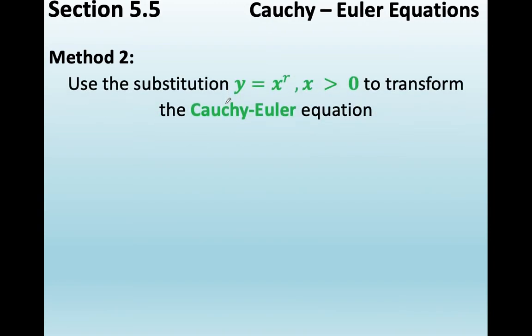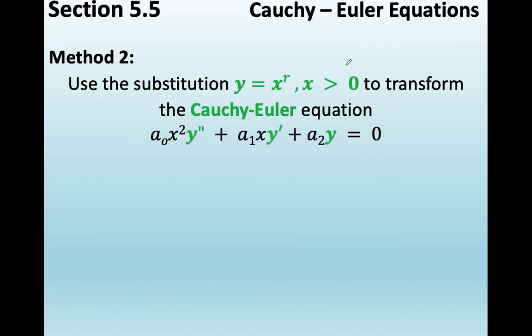Well, this time we're going to use the substitution y is still in terms of x. So instead of introducing t, we are going to keep our x, but we're going to make y x to the r, and we're still going to use the condition that x is greater than 0. And it is the most common one. There is a process for when x is negative, and you can look that up, but we are not going to consider that in our course.